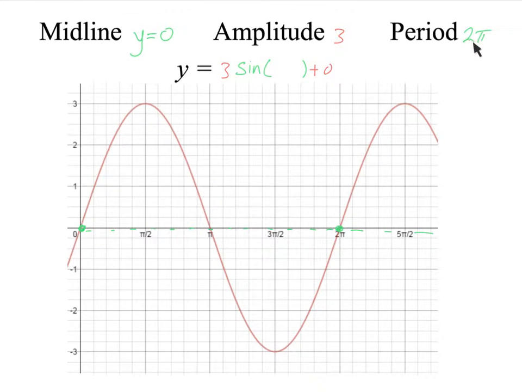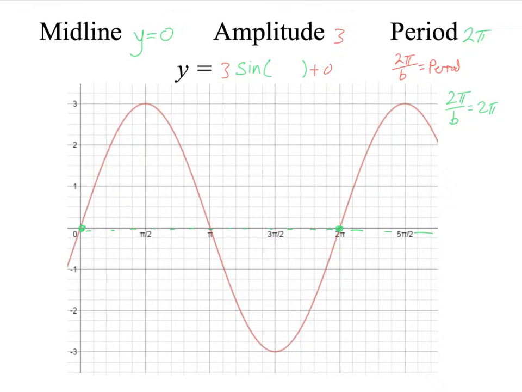Now 2 pi relates to the period. The period is 2 pi, so that affects the inside here. What you should know is normally it's 2 pi, which doesn't change anything. So 2 pi divided by the b value equals the period. So if my period is 2 pi, 2 pi divided by what will give you 2 pi? And hopefully you know that would be 1.